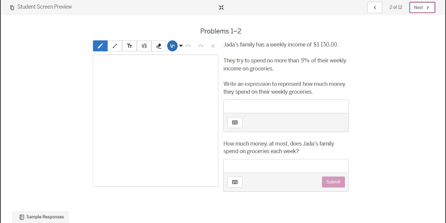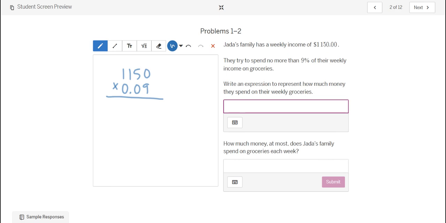So for this first problem, 9% of 1150 is just 1150, and then 9% is 0.09, like 9 cents. And so I set that up. Oh, we just have to write the expression for this first part. And so 1150 times, oh no, that's going to come as an X. That one times 0.09. So how much would that be?